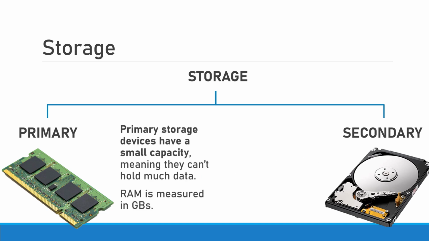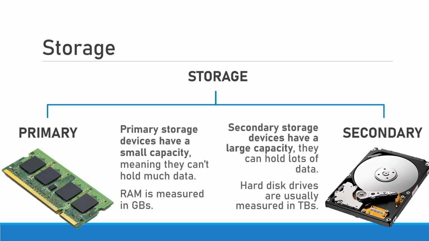Primary storage also has a really small capacity, meaning that it doesn't really hold much data. RAM is currently measured in gigabytes, and we're looking at around about 8 or 16 gigabytes, and some high-end computers may have 32 gigabytes, whereas secondary storage has a really large capacity. We're talking terabytes of data. It's the difference between having stuff on your desk to having things stored in a big cupboard.